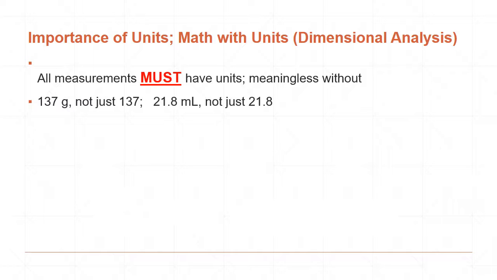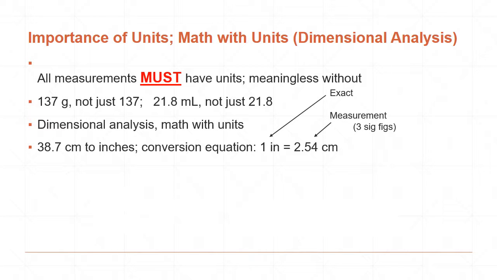What does that mean? If you turn in an exam and you've left the units out, I'm going to ding you for it, right? So if you wrote down 137 instead of 137 grams, minus a point. If you wrote down 21.8 and left out the milliliters, minus a point. 137 by itself is meaningless, as is 21.8. You have to put in the units. Very important. Now, dimensional analysis means that we're simply going to do math and keep track of the units. Remember, your calculator doesn't do that. You're going to have to do that yourself.